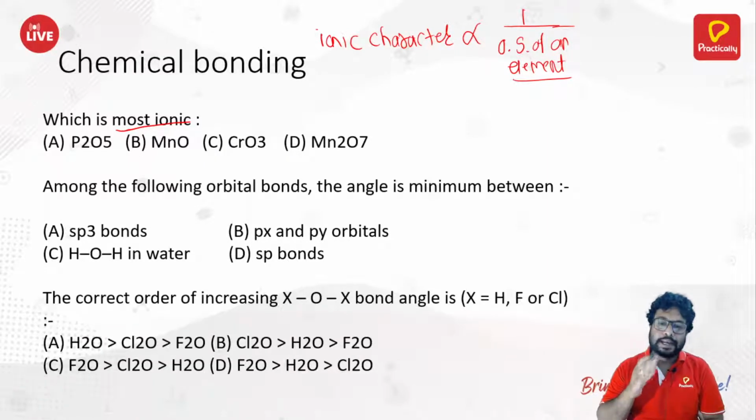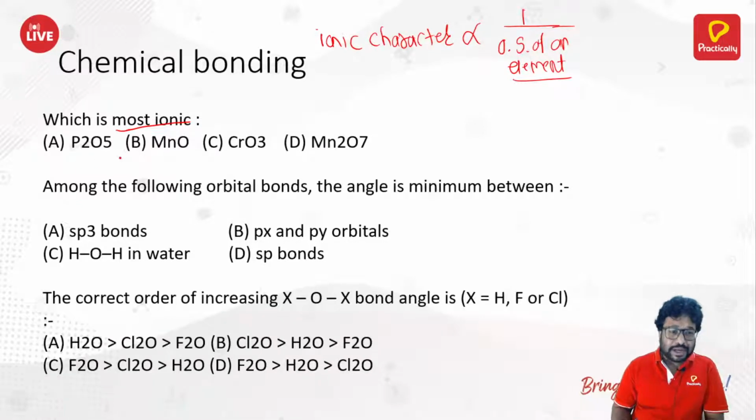Covalent character is directly proportional to the oxidation state of the element. That means higher the oxidation state of an element, higher will be the covalent character. So since it is directly proportional for covalent character, for ionic character, it is the other way. For P2O5, phosphorus oxidation state is +5. For MnO, oxidation state of manganese is +2.